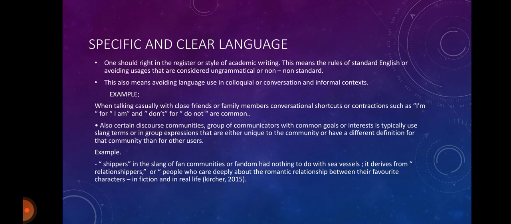Also, certain discourse communities, groups of communicators with common goals or interests, typically use slang terms or in-group expressions that are either unique to the community or have a different definition in the community than for other users. Example, shippers. In the slang of fan communities or fandom, it has nothing to do with sea vessels. It derives from relationshippers, or people who care deeply about the romantic relationship between their favorite characters in fiction and real life. Teacher, 2015.